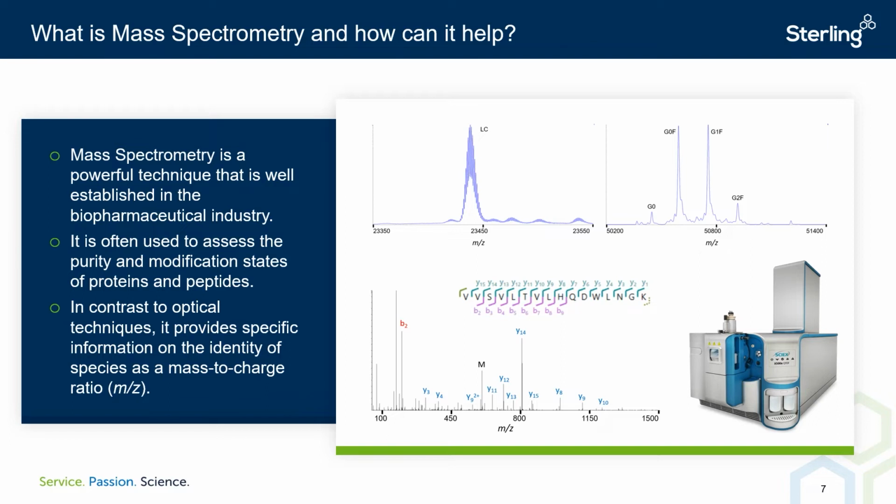Now, the mass spec we have here at Deeside is a SCIEX X500B, and we use this in line in the lab on a variety of our conjugation projects.